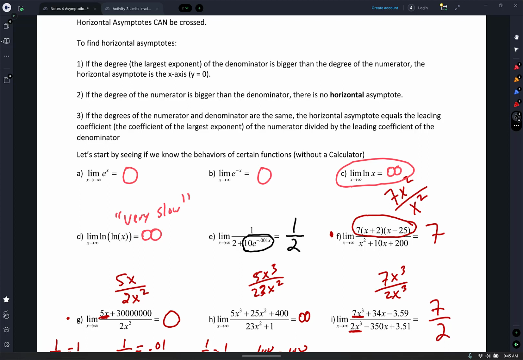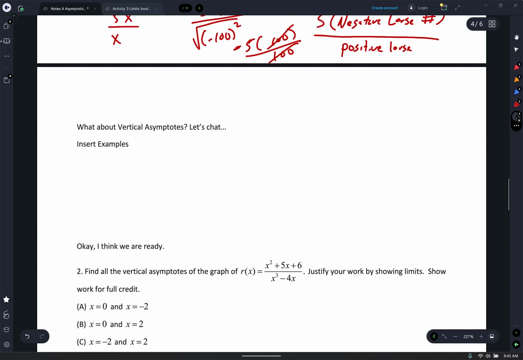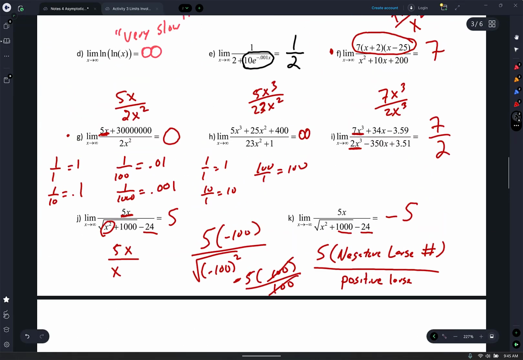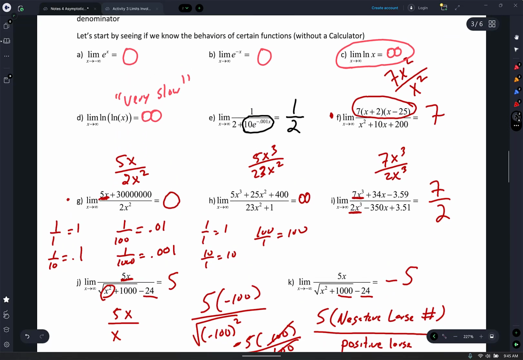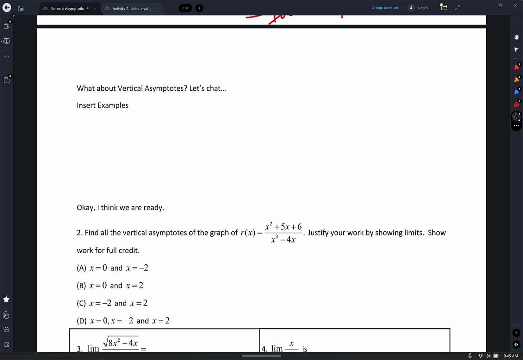Are we getting okay? Don't worry, guys. We have a visual to help you. I thought it out, so I have an activity. What about vertical asymptotes? What about them? Oh, yeah. We already talked about them. Okay, just an idea. I'll put a simple one here.